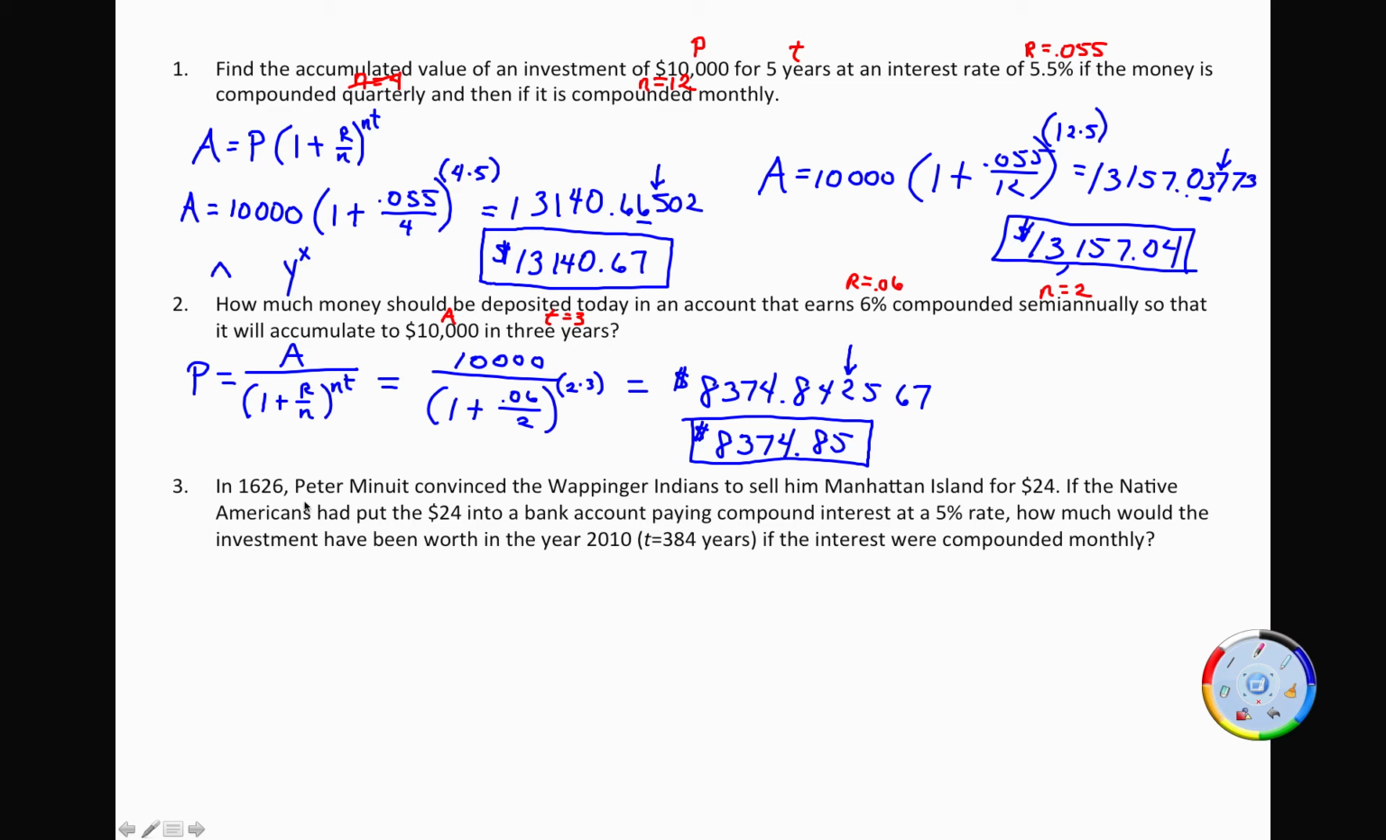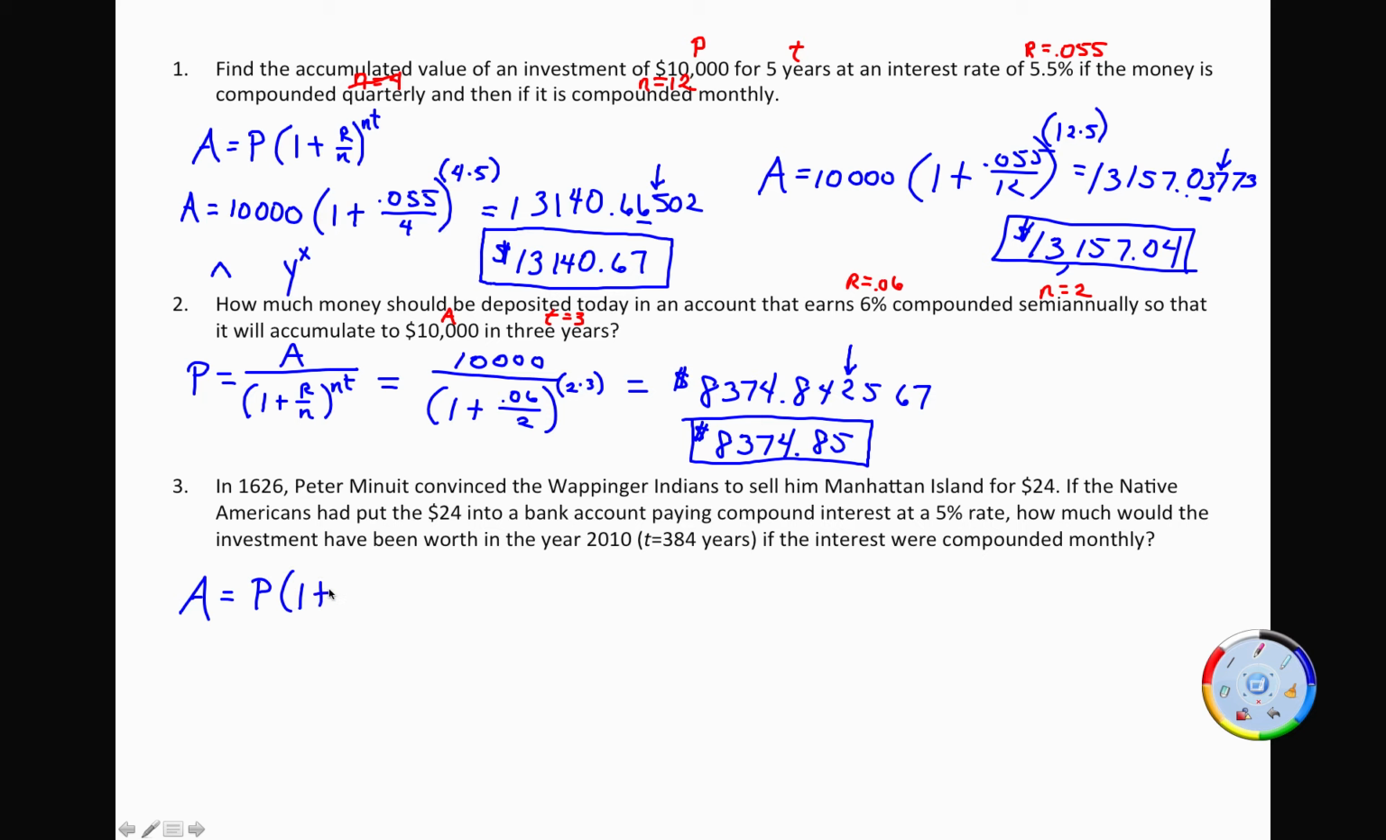In 1626, Peter Minuit convinced the Indians to sell him Manhattan Island for $24. If the Native Americans had put the $24 into a bank account paying compound interest at a 5% rate, how much would the interest have been worth in the year 2010? And it tells you that's 384 years, so I don't even have to go back and calculate that. If the interest were compounded monthly. All right, compounded. That means I'm looking to use the same formula because I want to know how much they're going to have in the future.